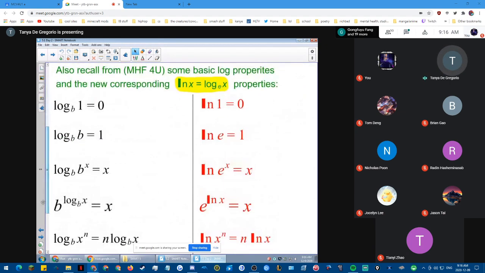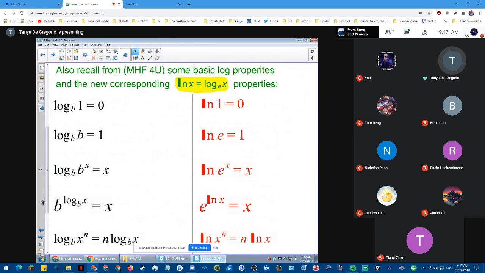Let's talk about log properties. So ln is a log with base e, and we're going to see how these properties relate. If you have a log with a base of b of 1, we know that it equals 0, because if I change this to exponential form, b to the exponent 0 is 1. It's the same for ln, because ln is just a log with base e. e to the exponent 0 is also going to equal 1.